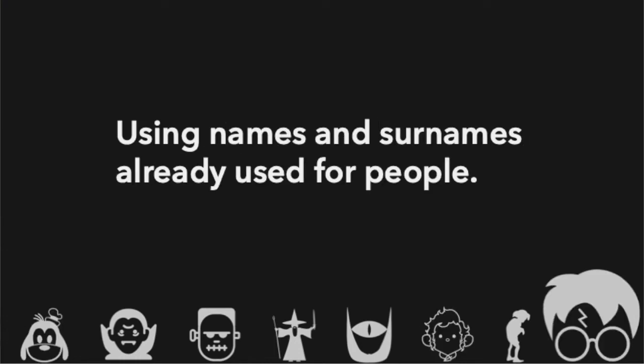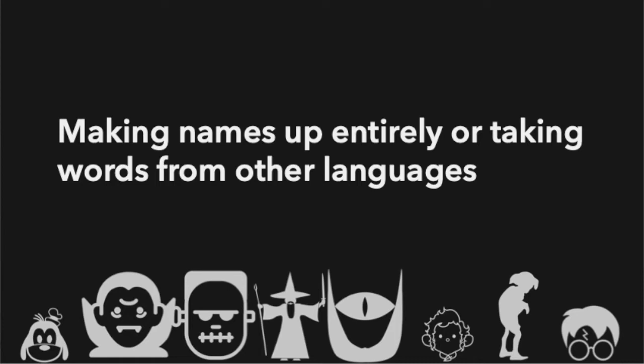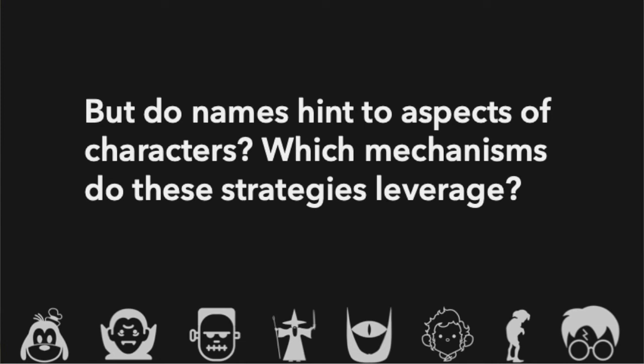Another option is simply to take names and surnames that are very much used in a community and assign them to characters like Harry Potter. Another option, a bit more creative maybe, is to entirely make up words or borrow words from other languages. For example, Frankenstein, which is a village not so far from Mannheim, or Dracula, or Gandalf, or Sauron, or Dobby. These words don't necessarily mean anything in the language the book is written in, but still they may convey something about the character. They may instill some expectations in the readers.